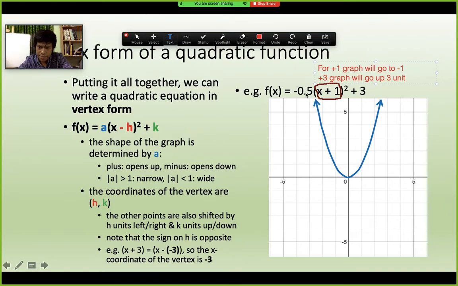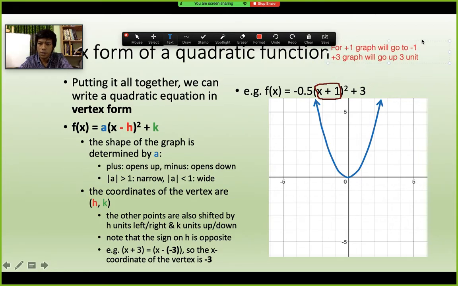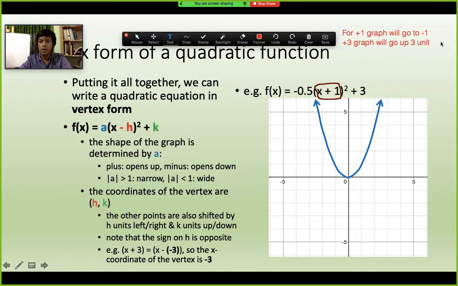And for this 0.5, will the graph be narrow or wide? I'm just breaking down all the things, okay? For this 0.5, the graph will be wide. The graph will be wide.